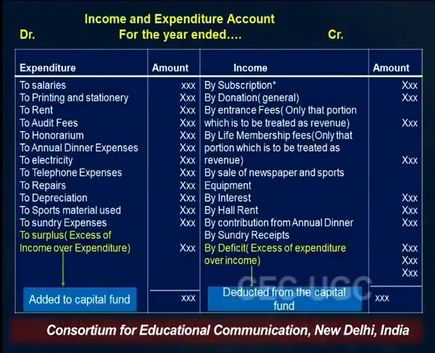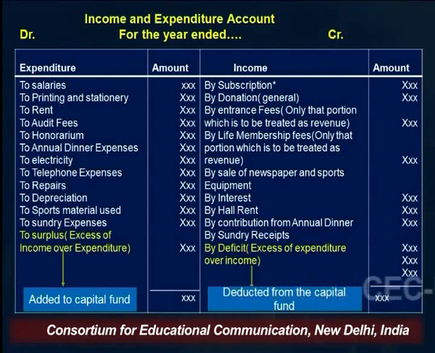The final step is closing of the balance sheet. We have to prepare income and expenditure account, opening balance sheet and closing balance sheet. So income and expenditure account depicts surplus or a deficit, and after the completion of income and expenditure account, we need to balance the closing balance sheet as well. So this is the format of income and expenditure account.